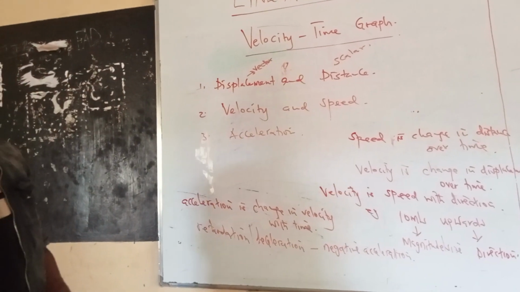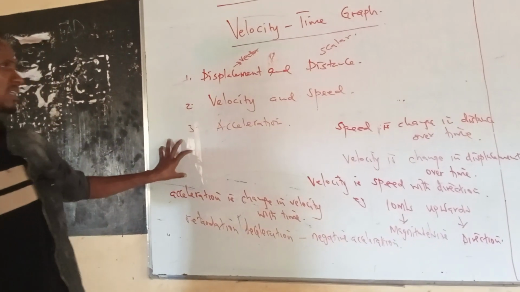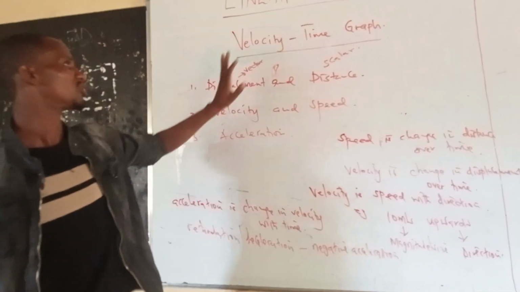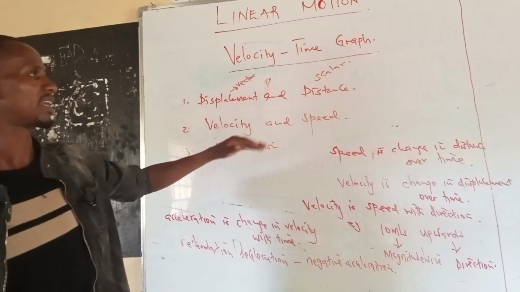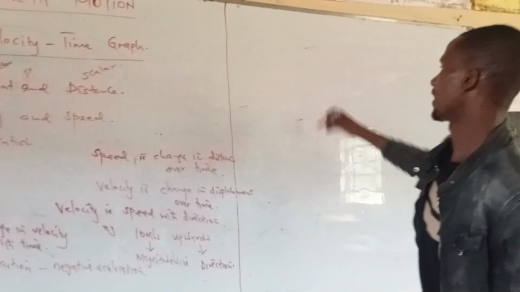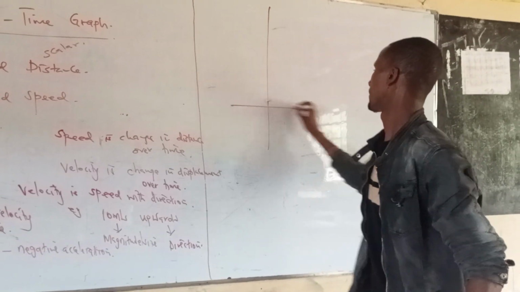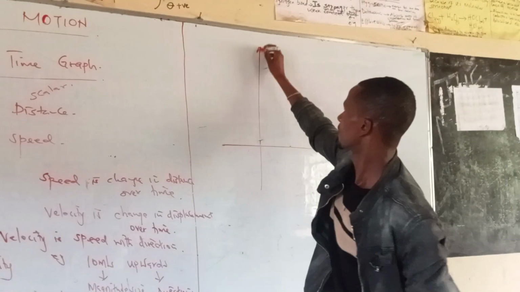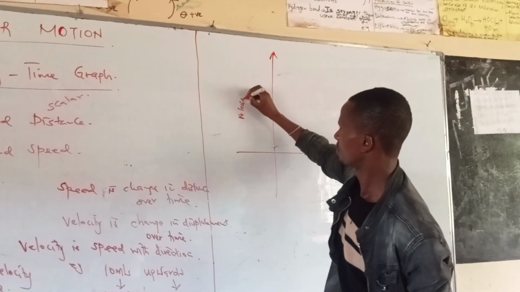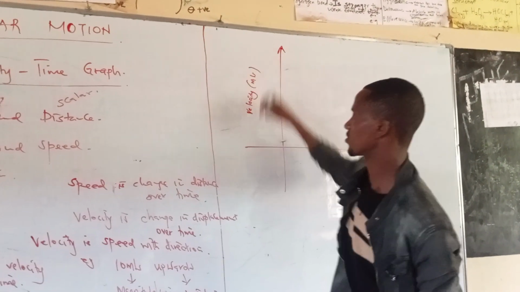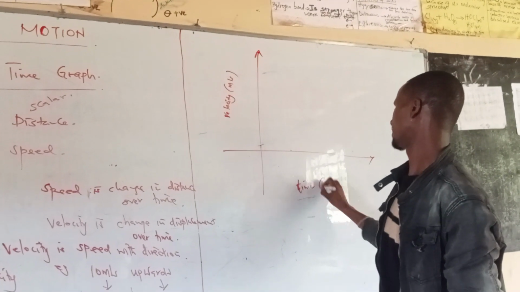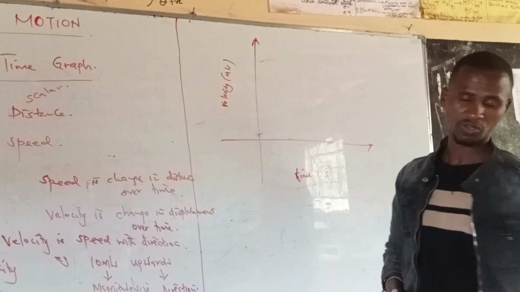Now, having reminded ourselves of these terms, I think now we can discuss what we mean by velocity time graph. Okay, so velocity time graph is normally plotted by plotting the units of velocity, in meters per second mostly, against what? Against time. And time in this case is seconds.